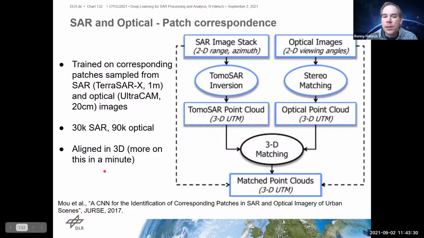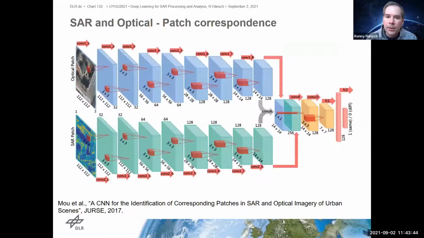And they aligned this in 3D. This I will cover in a minute because it's quite interesting how they did that. All right, so now what they have as training data is those matched patches between SAR and optical.